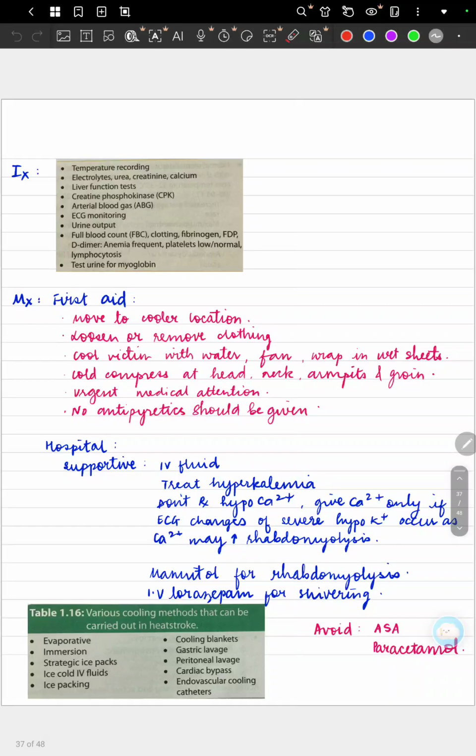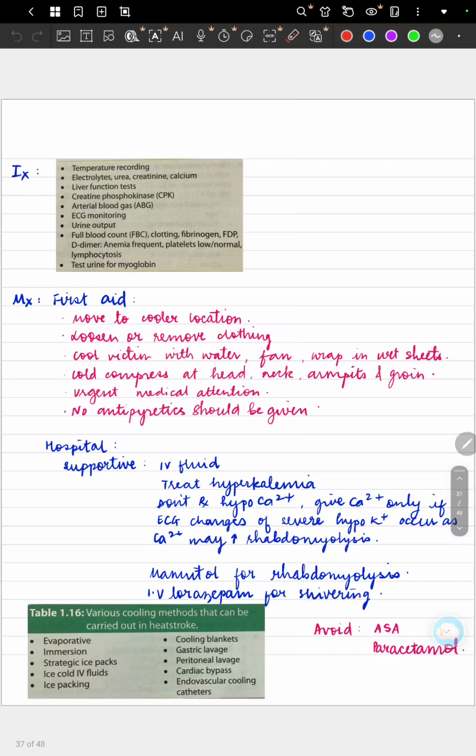Then in the hospital, supportive IV fluid is given. Treat the hyperkalemia, because initially there is hypokalemia, and hyperkalemia sets in because of rhabdomyolysis. For that, calcium gluconate is given. Calcium gluconate also helps in the hypocalcemia that is also seen. Then ECG changes of severe hyperkalemia or hypocalcemia occur because of increased rhabdomyolysis.